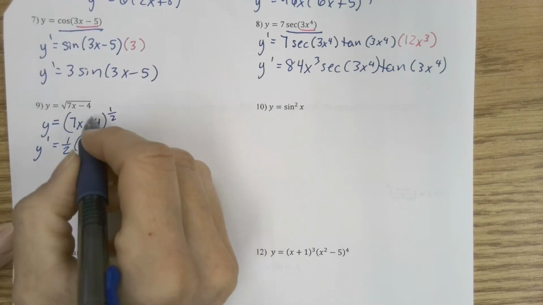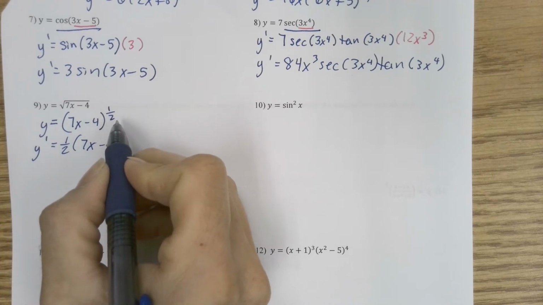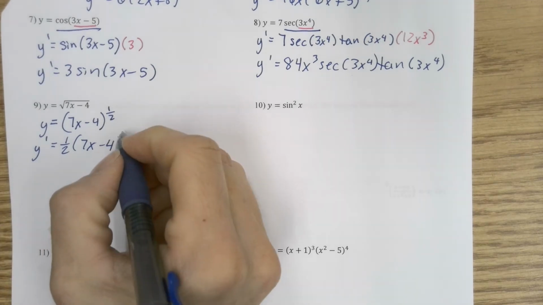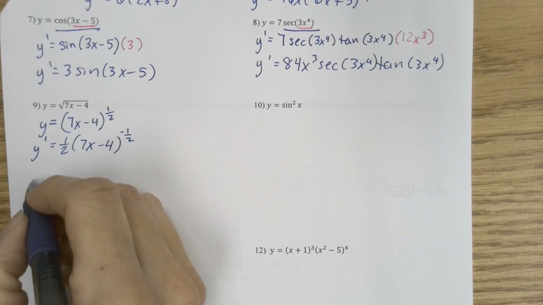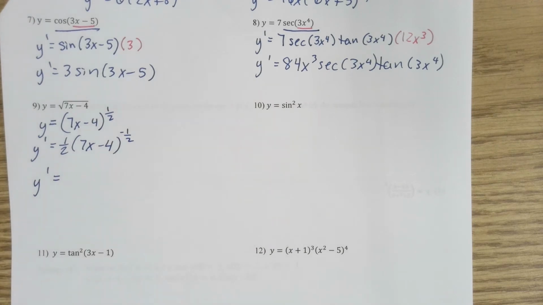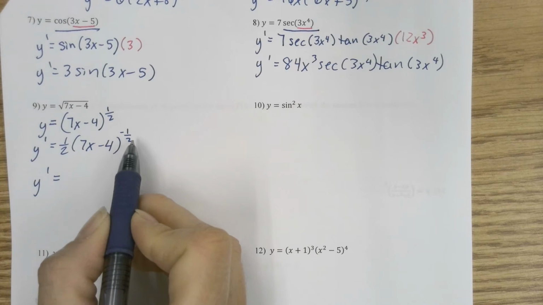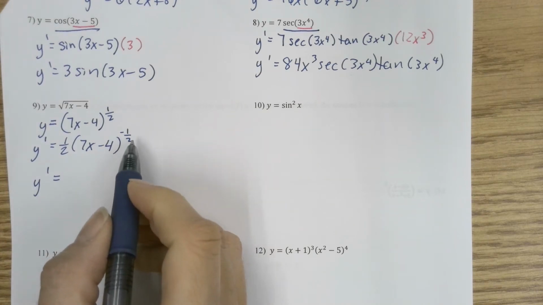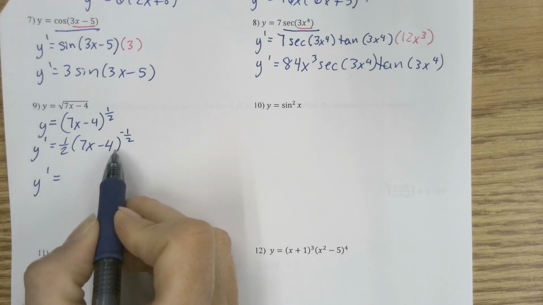7x minus 4, the inner part stays the same and carries down. My power is going to drop down from 1/2 minus 1, which would be negative 1/2. Now, when you are rewriting this, we're going to follow the same rules that we followed back in the power rule section, which is I want my final answers to have positive exponents and radicals. So this whole expression is going to push into the denominator.